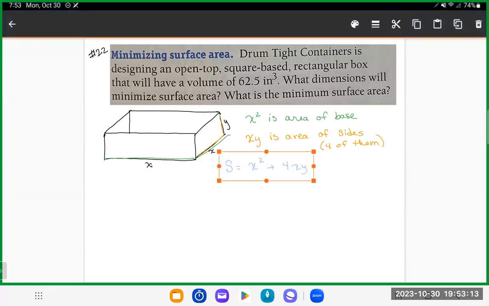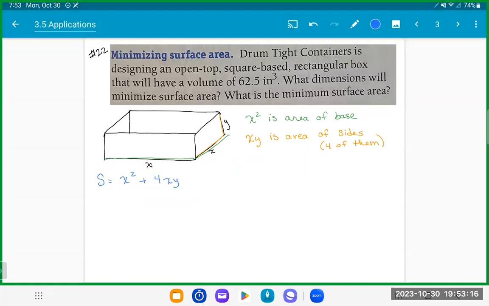So I'm going to move this over to here. And volume is equal to our length times our width times our height. In this case, my length will be x, my width will be x, and we have y. So that's really x squared times y. And furthermore, it tells us that that volume is 62.5 inches cubed.